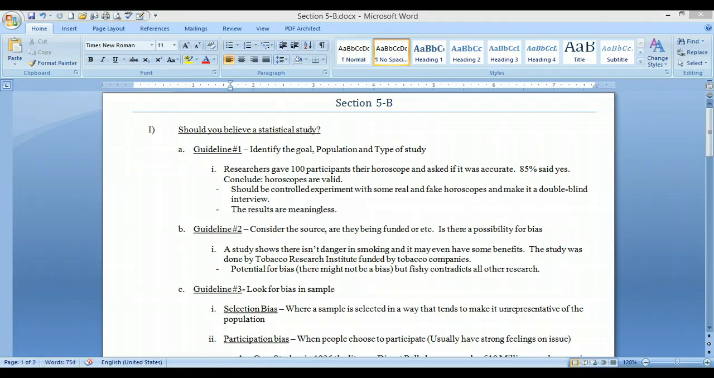Guideline number 2, consider the source. Are they being funded, or is there something else fishy going on? Is there any possibility for bias?